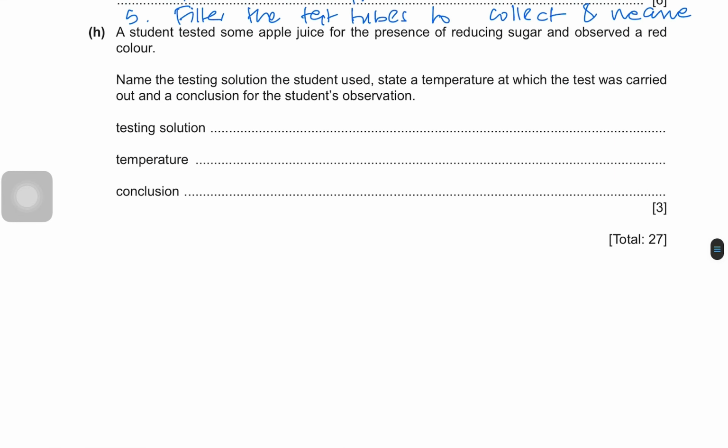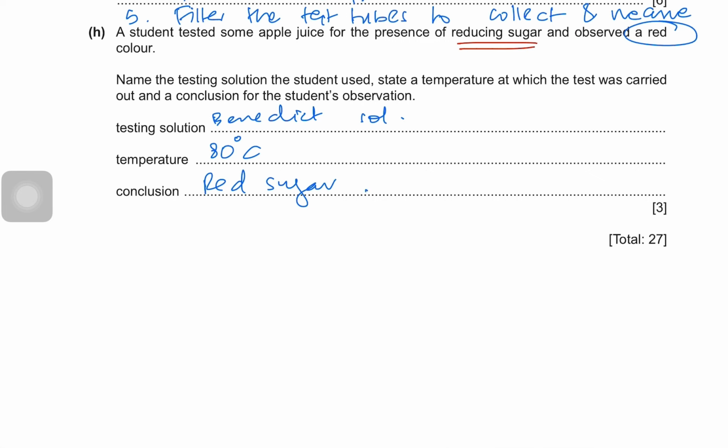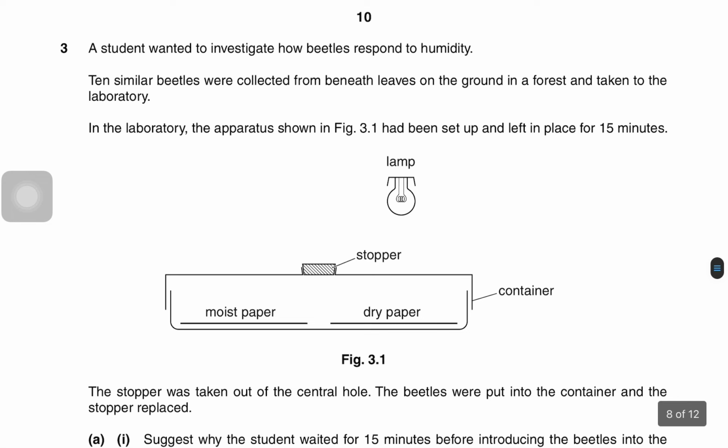Now, name the testing solution the student used, state a temperature at which the test was carried out, and conclusion for the student's observation. Let me see, they're concerned about reducing sugar. I didn't read the whole question because I'm really quick right now. So testing solution is going to be Benedict solution. You can use Benedict solution. Benedict solution works best at 80 degrees Celsius. And if you see a color change to red, you can say reducing sugar present. My recommendation is reading the question in detail, but I am a little quick here, so that is why I am not doing it.